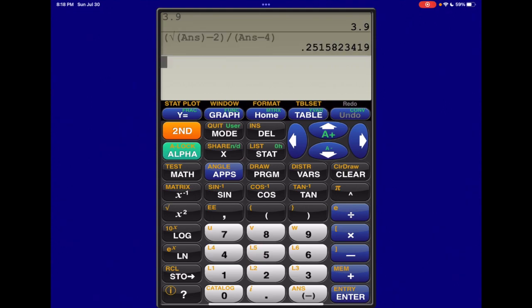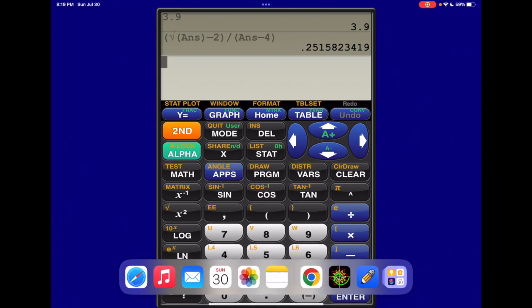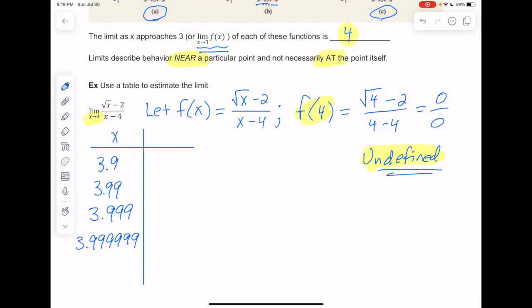So there's my function where I've plugged answer in place of the variable, and before I did that, I stored 3.9 into answer, so when I pressed enter, it plugs 3.9 in for each of those spots that says answer, which means it's like it's plugging the 3.9 in for x in the original function. So we get, if we round to 4 decimal places here, 0.2516. So let's go write that down in our table.